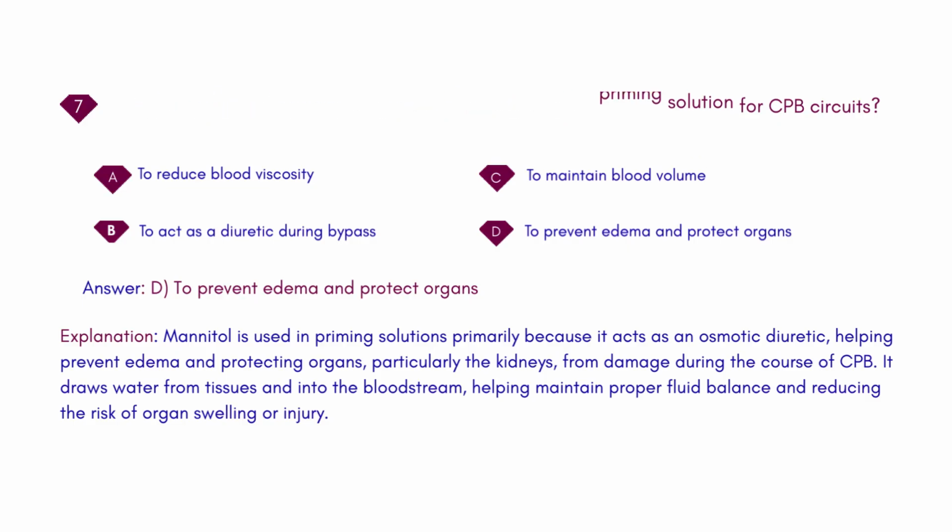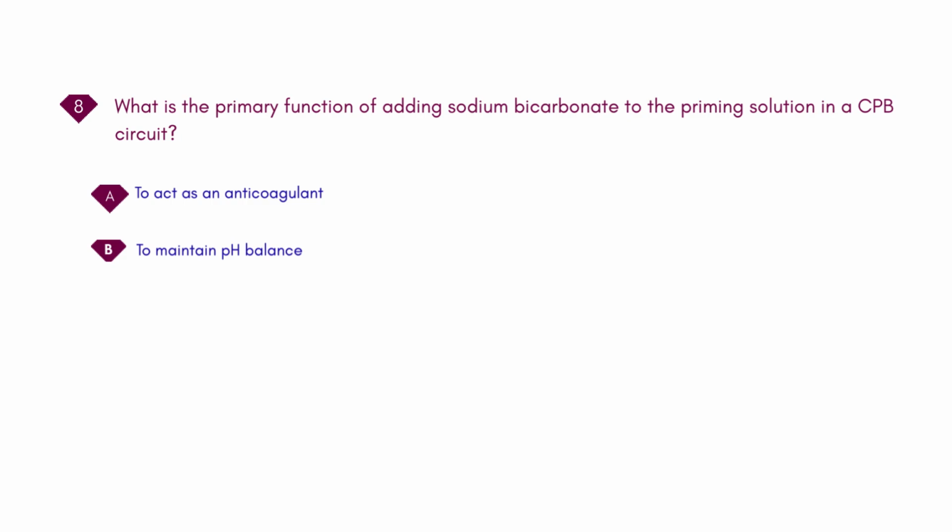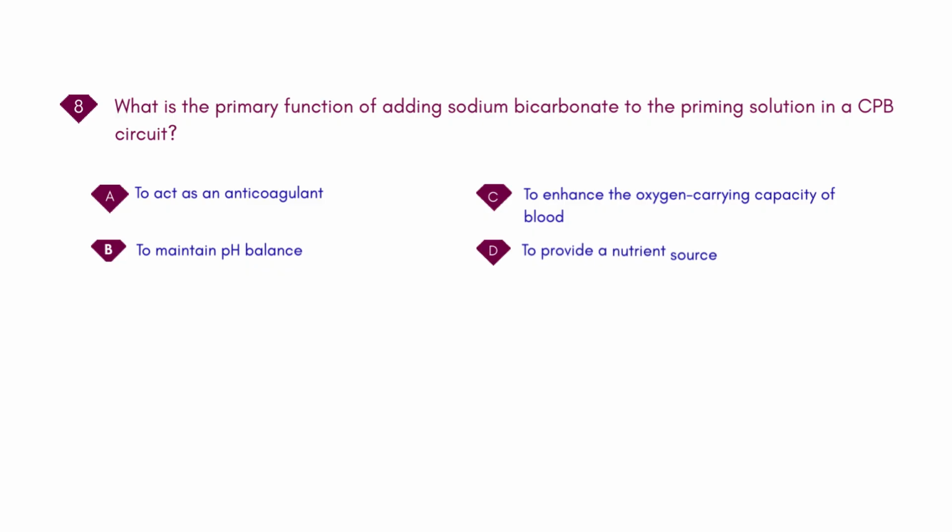What is the primary function of adding sodium bicarbonate to the priming solution in a CPB circuit? A. To act as an anticoagulant. B. To maintain pH balance. C. To enhance the oxygen carrying capacity of blood. D. To provide a nutrient source for tissues. Answer: B. To maintain pH balance.